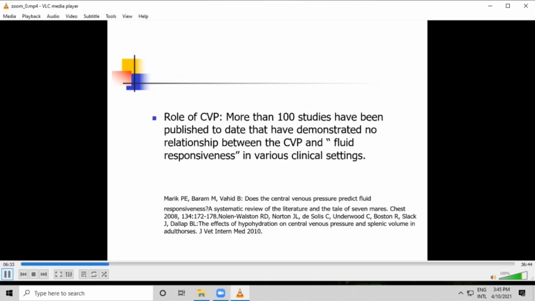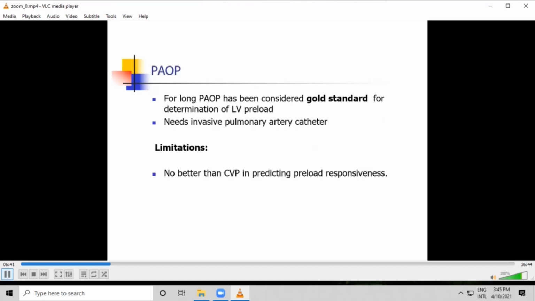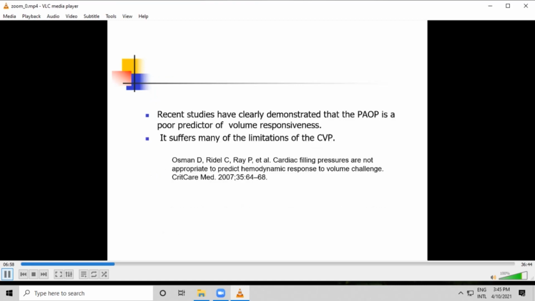More than 100 studies have been published to date that have demonstrated no relationship between the CVP and fluid responsiveness in various clinical settings. For long, pulmonary arterial occlusion pressure has been considered the gold standard for determination of LV preload. This also needs an invasive pulmonary artery catheter, and the limitation is that it has been found to be no better than CVP in predicting preload responsiveness. Recent studies have clearly demonstrated that pulmonary arterial occlusion pressure is a poor predictor of volume responsiveness. It suffers many of the limitations of the central venous pressure.